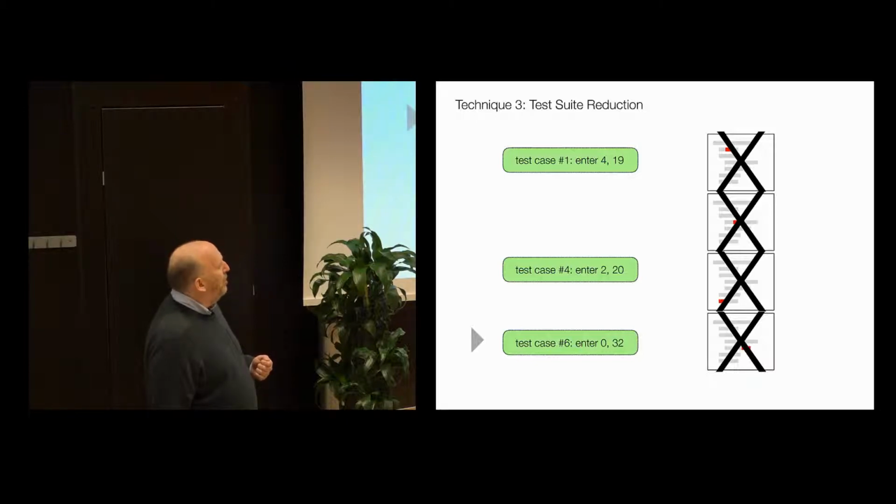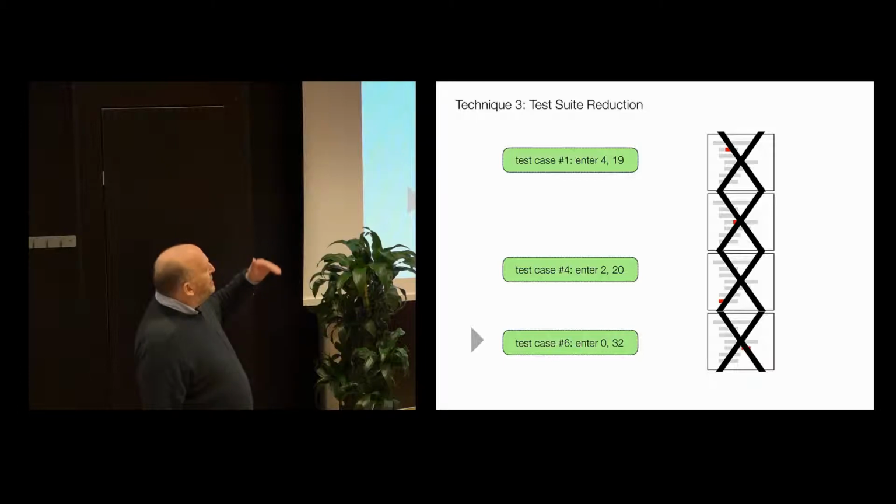Test case 4, perhaps finds one, so I'm going to keep that one. Test case 5 finds no extra. Test case 6 finds that last one. So I've reduced my test set down from 6 to 3. And that's on the basis that I want a test set which kills all the mutants, because if I kill a lot of mutants, I'm likely to find real bugs.